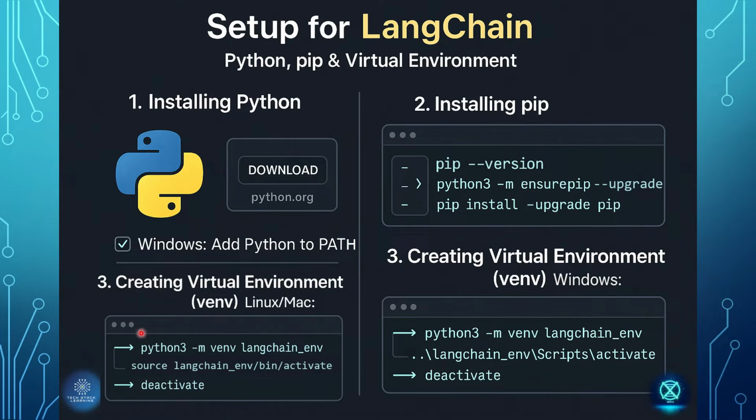So for that, first you have to create a virtual environment. You can create it with python3 -m venv langchain_env. This command will remain the same for both Linux and Windows. Okay, but once your environment is up, how do you activate it? In Windows, you can type this command to activate it: langchain_env\Scripts\activate, and on Mac or Linux, you can use source langchain_env/bin/activate.